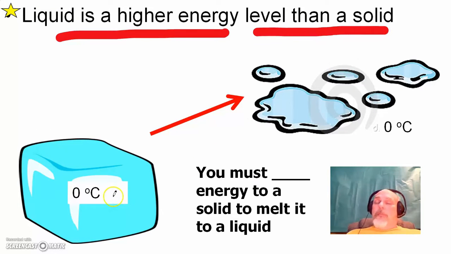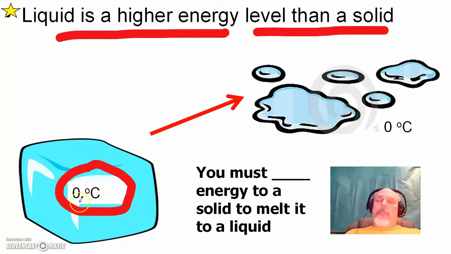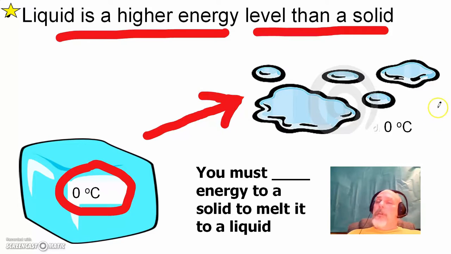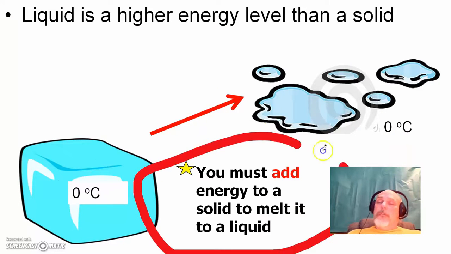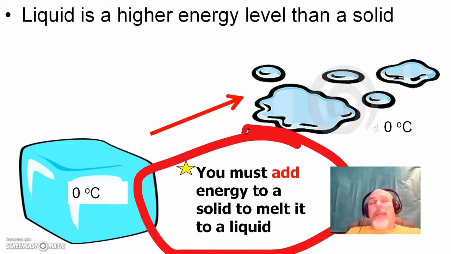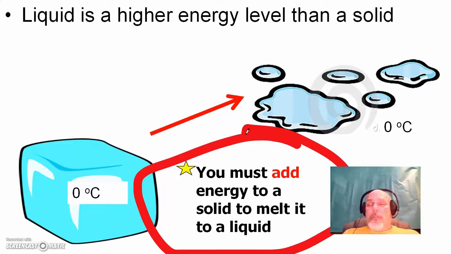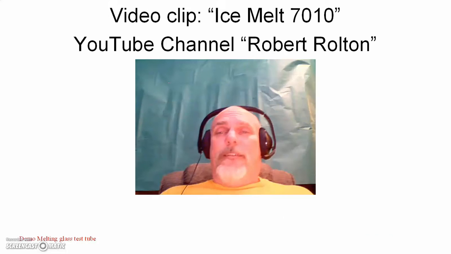Here is a block of ice. If you remember, the freezing point or the melting point of a block of ice is 0 degrees Celsius. As a 0 degrees Celsius piece of ice becomes a liquid, as it melts, the temperature may still be 0 degrees Celsius. However, you still must add energy to a solid to melt it. So even if the temperature doesn't increase, you still need to increase the amount of thermal energy that is in the substance. Here's another video clip.